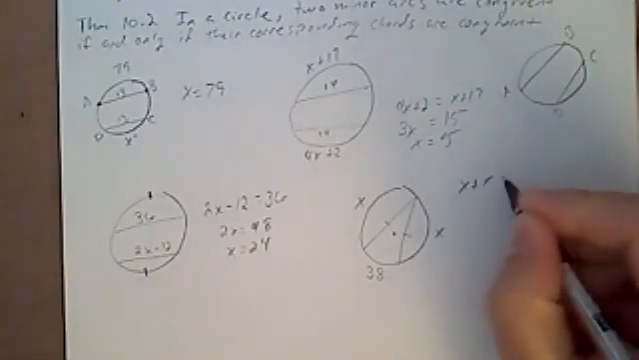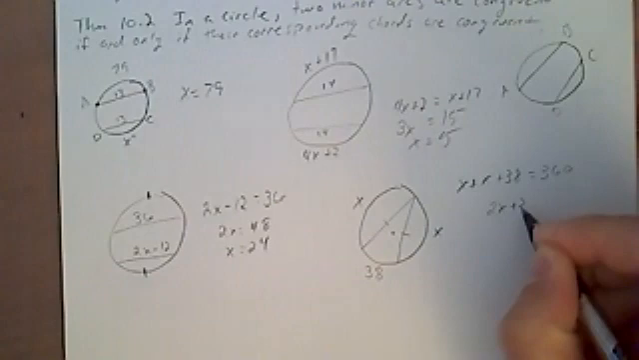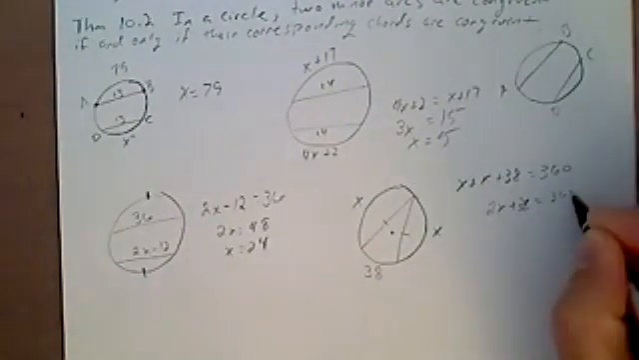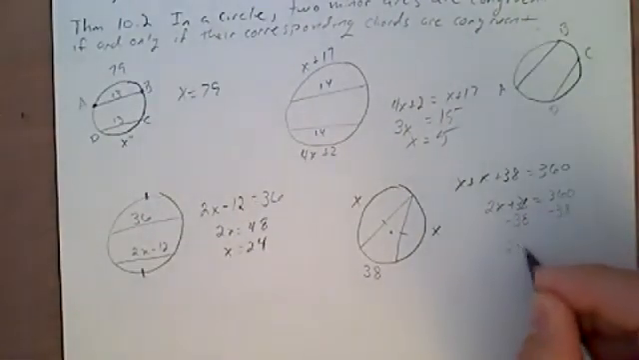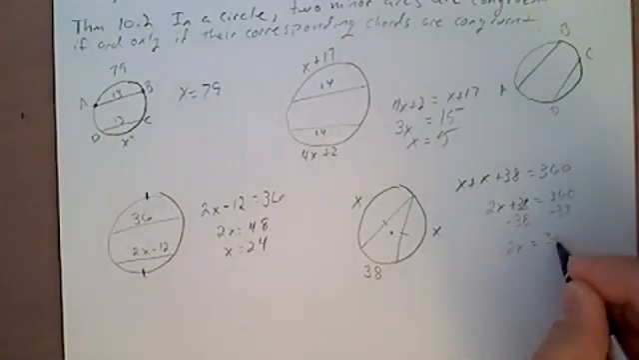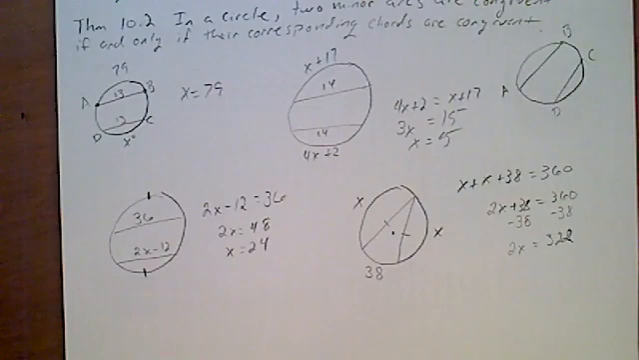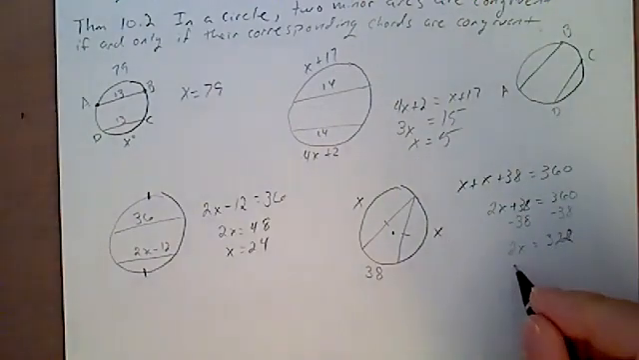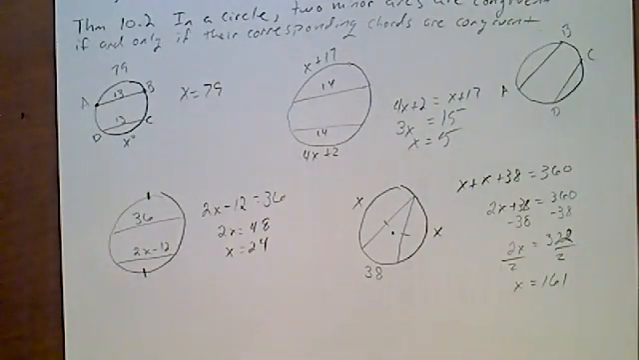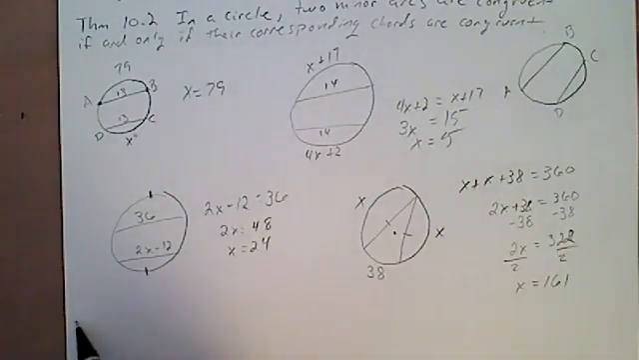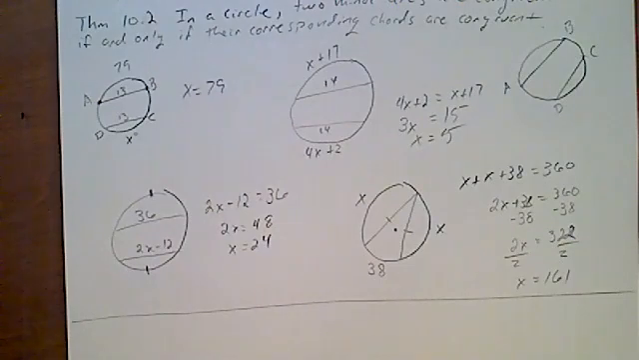So x plus x plus 38, or 2x plus 38, is 360. Subtracting 38 from both sides, we get 2x is 322. And then divide both sides by 2, and x is 161. All right, and that is all that you need to know from section 3.